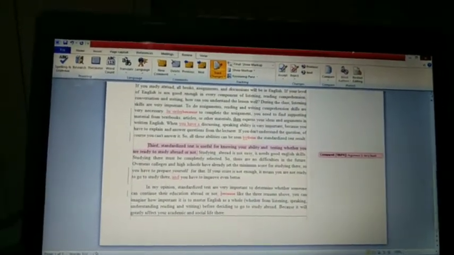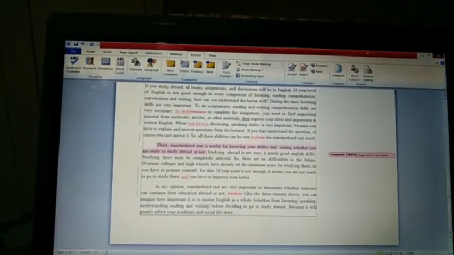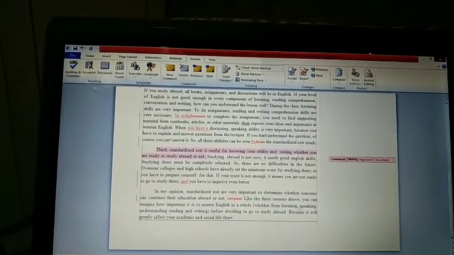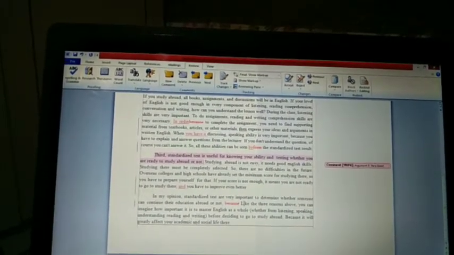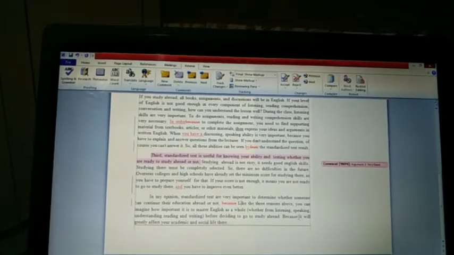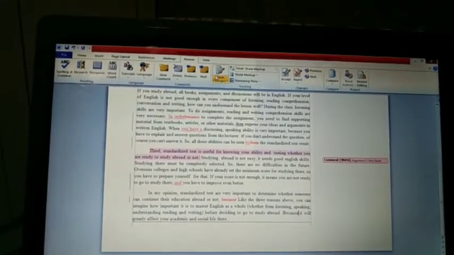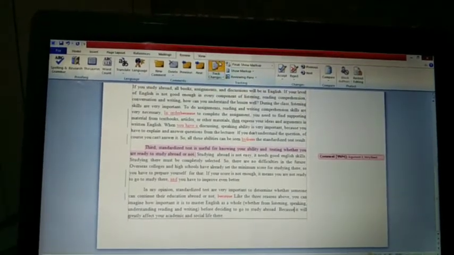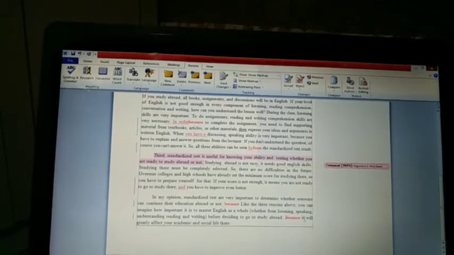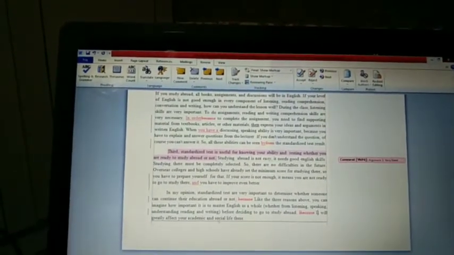Can delete because. Like the three reasons above, you can imagine how important it is to master English as a whole, whether from listening, speaking, understanding, reading and writing, before deciding to go to study abroad. Because, no, I need to delete this. It will greatly affect your academic and social life there.